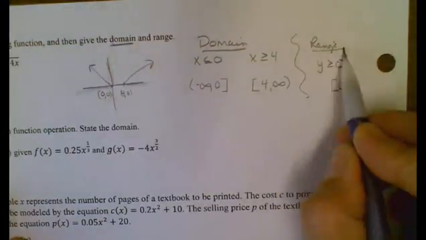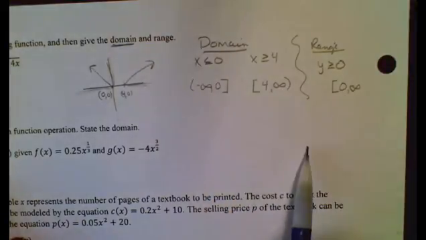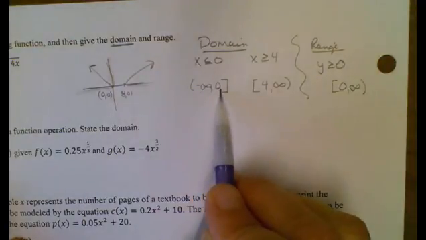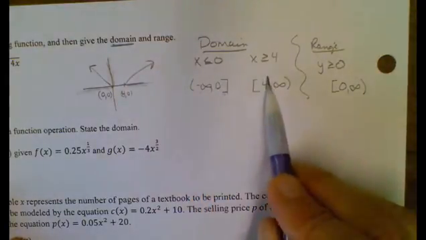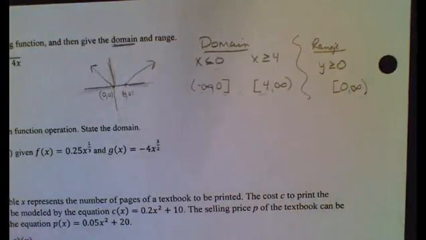So I don't really care which way you write it. You can either write it algebraically, or you can write it in interval notation. But if you put it in interval notation, you have to make sure you go from negative infinity to 0, including the 0, and then starting at 4 and going to infinity when you talk about domain.